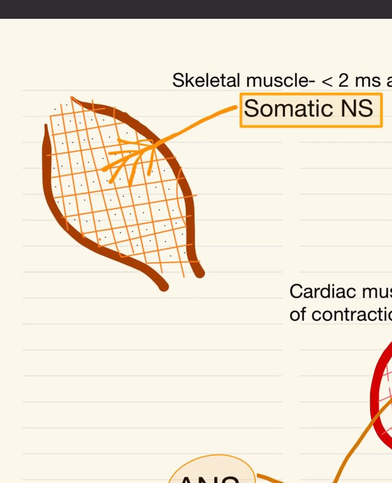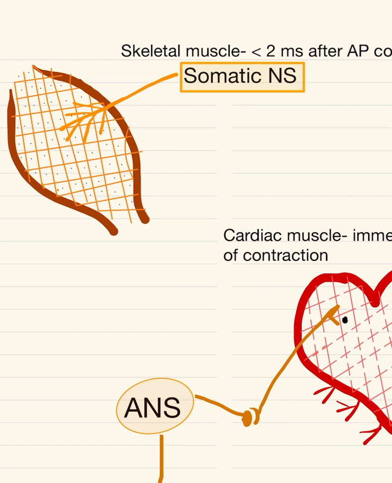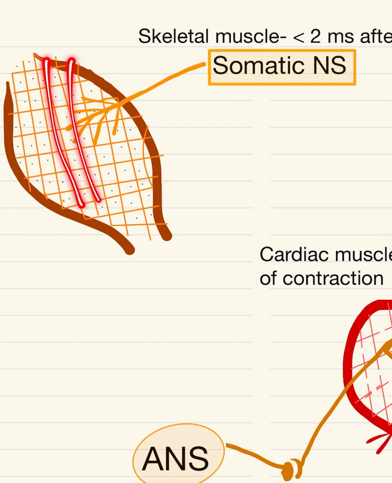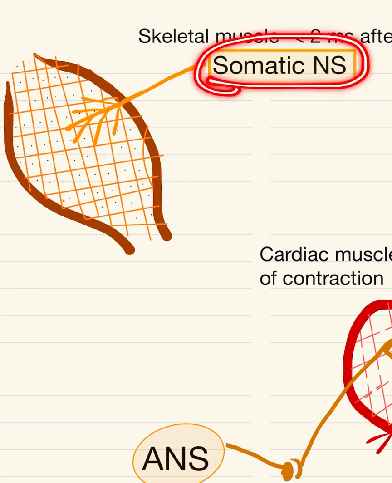And moving on to the particulars of skeletal muscle, the skeletal muscle starts its contraction after an action potential of less than 2 milliseconds. It has multiple striations and is multinucleated, with each cell having multiple nuclei. Its nerve supply is from the somatic nervous system. As skeletal muscle is the voluntary muscle, it receives its nerve supply from the somatic nervous system without any ganglion.